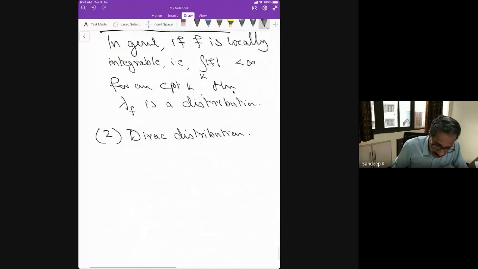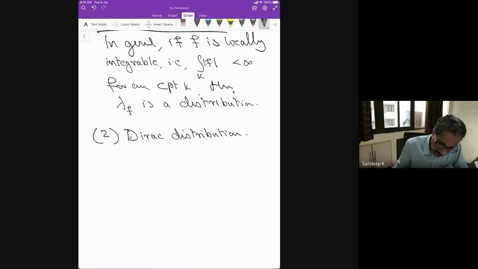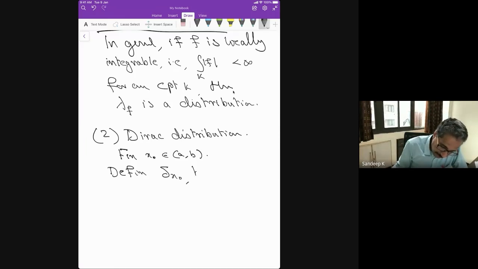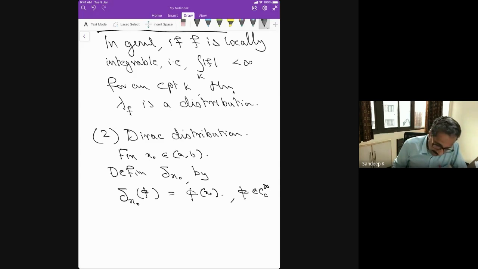So now let me go to another important distribution, what is known as the Dirac distribution. This is very easy to define. What I'll do is fix a point x naught in (a, b), and define the distribution called delta x naught. Delta x naught acting on phi is nothing but you just evaluate the function at x naught, phi at x naught, for phi in C_c infinity. And you can very easily check that delta x naught is a distribution.